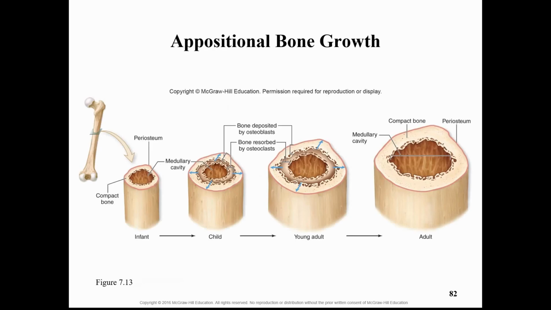So here's our compact bone, our periosteum. This is the area where we're going to be laying down new bone, and inside the medullary cavity with our endosteum, we're going to be reabsorbing bone with the osteoclasts. As we continue to lay down more and more and more layers on the outside, it's going to get thicker, but at the same time, we're tearing down layers on the inside. And so the overall thickness really hasn't changed a lot, but the diameter has increased dramatically.